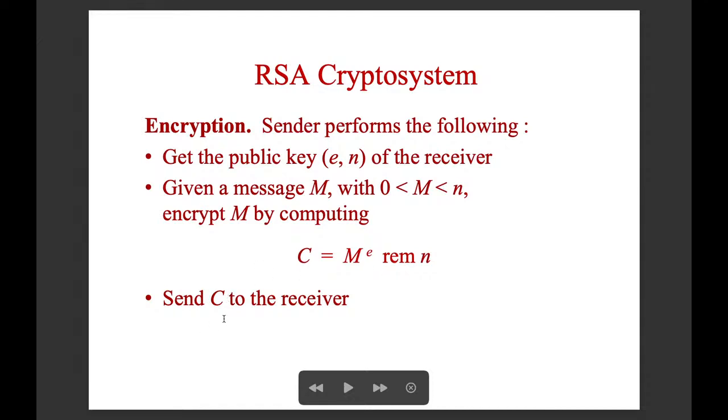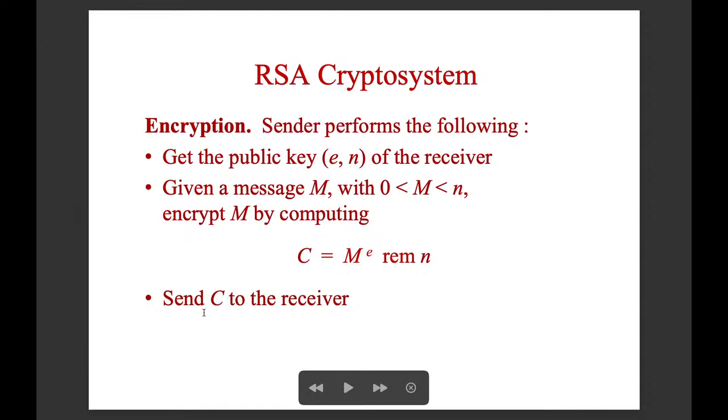So the sender will send C, this encrypted message, instead of the original message m, to the receiver. Now anyone can see this C, but knowing the value of C, e and n, it is really hard to find the original message m. We just have m to the power e. We know that C is equal to m to the power e, but there is no way that we can easily take the log of m to a number.